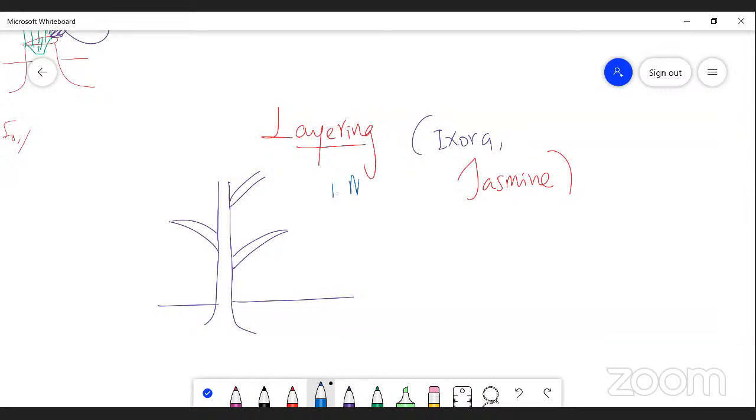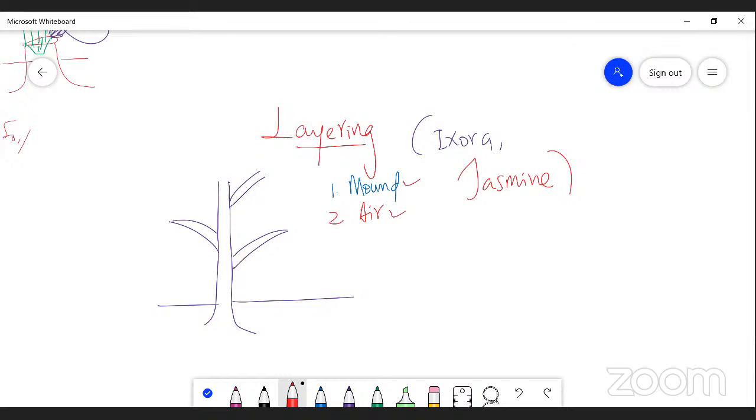Okay, layering is divided into two types. The first type is mound layering and the second type is air layering. Mound layering and air layering, right? I repeat once again, layering is divided into two types. The first type is mound layering and the second type is air layering. Okay, what is mound layering and what is air layering?